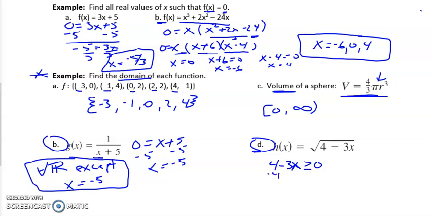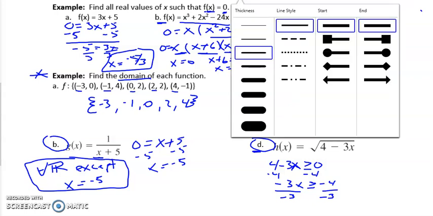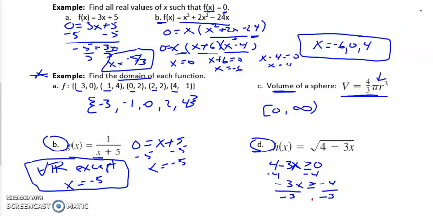So subtract 4 from both sides. You get negative 3x is greater than or equal to negative 4. And then here's a little weird part about this inequality. You have to remember that when you divide by a negative, the inequality flips. So when I divide by negative 3, I have to flip the inequality. That leaves us with the answer x is less than or equal to, and a negative divided by a negative is a positive 4 thirds.